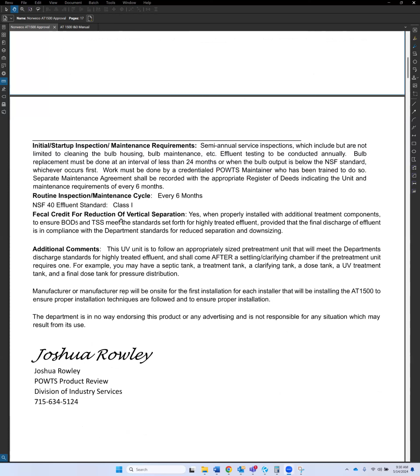With the use of the lamp, they do get the fecal credit for reduction in vertical separation. An important note is that the UV unit is to follow an appropriately sized pre-treatment unit that meets the department's discharge standards for highly treated effluent, and shall come after a settling/clarifying chamber if the pre-treatment unit requires one. So you may very well have a septic tank, or a trash tank as people like to call them, your treatment tank, a clarifying tank, a dose tank so you can dose to the UV unit. Then you're going to have a tank that the UV unit is in, and then a final dose tank because you have to use pressure distribution.